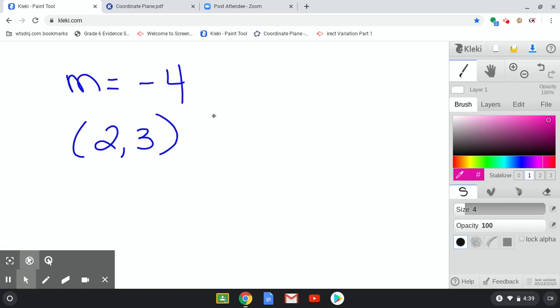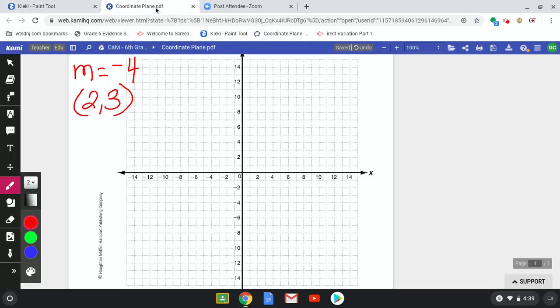Okay, so the first problem I'm going to give you is they're giving me the slope and the ordered pair, or the coordinate, and the directions will be to graph using this information. So if you remember, we always start with the coordinate that they give us. So we're going to plot (2, 3), and then use our rise and run from our slope in order to graph our second point. So let's go to the coordinate plane.